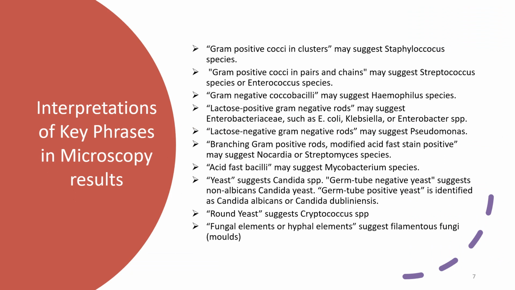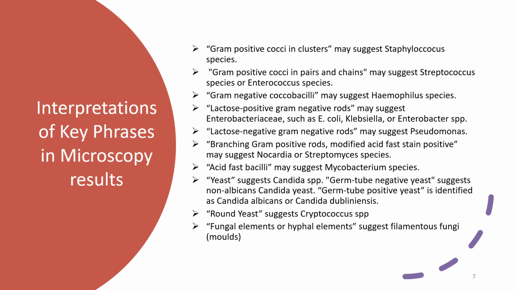Now, how to interpret the key phrases in microscopy results? For example, gram-positive cocci in clusters suggest Staphylococcus. Gram-positive cocci in chains suggest Streptococcus. Gram-negative coccobacilli suggest Haemophilus. Lactose-positive gram-negative rods suggest E. coli, Klebsiella. Lactose-negative gram-negative rods suggest Pseudomonas.